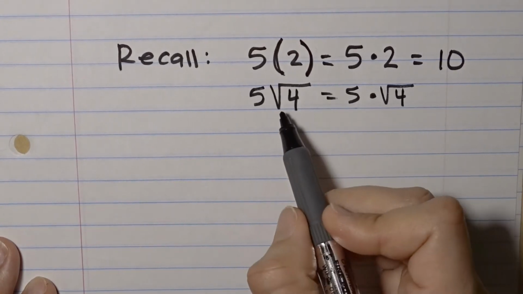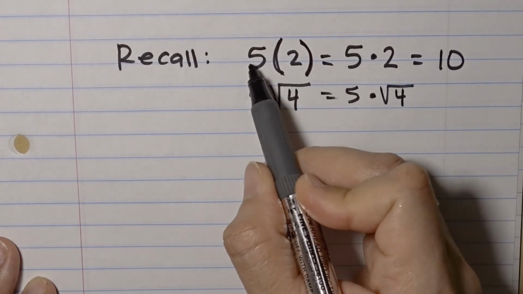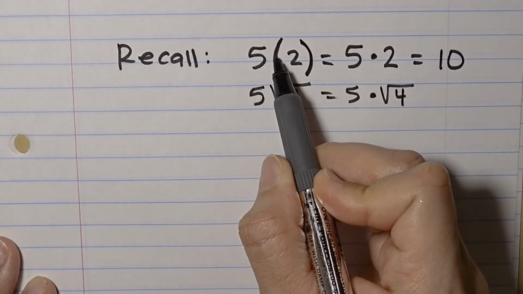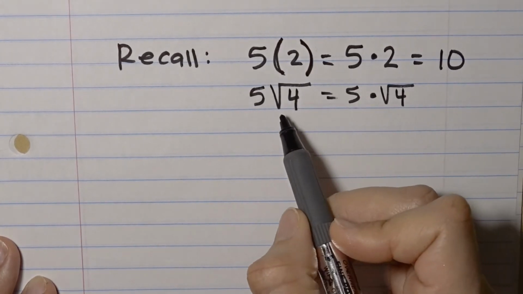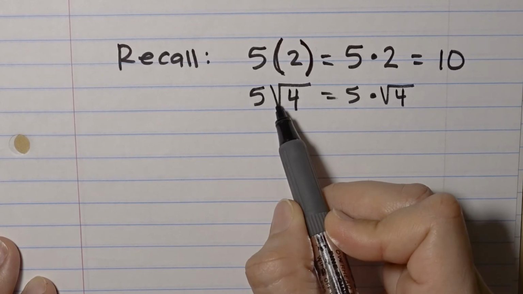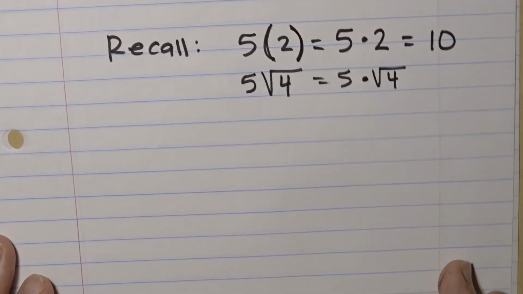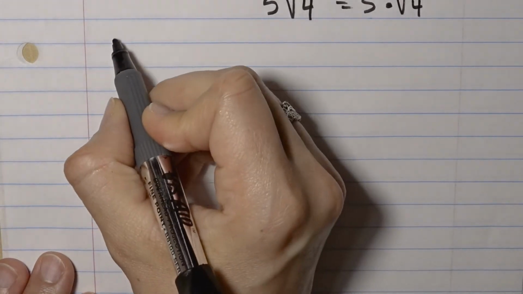Right? So just wanted you to recall that you already know what it means when there's a number next to a grouping symbol, multiply. Then don't be surprised when you see 5 next to this new grouping symbol. It also means multiply. Okay? So let's look at example 3 now.